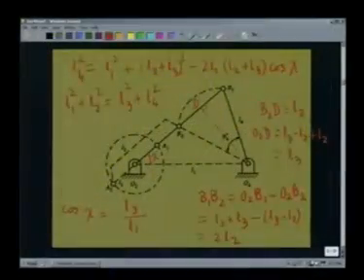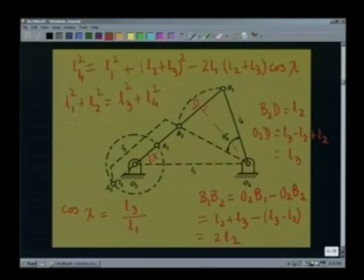Thus, for a 4R linkage to have no quick return effect, the link lengths of the linkage must satisfy this relationship between them. L1 is the fixed link length, L2 is the crank length, L3 is the coupler length, and L4 is the follower length.